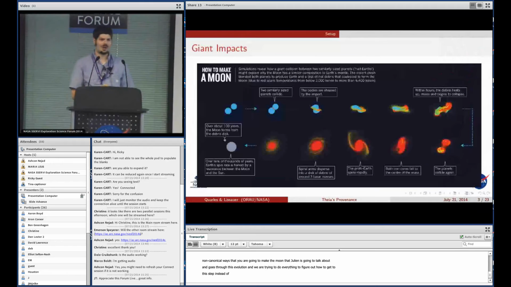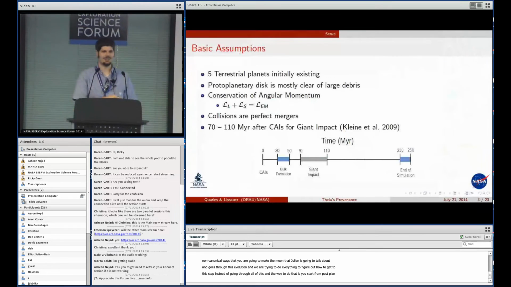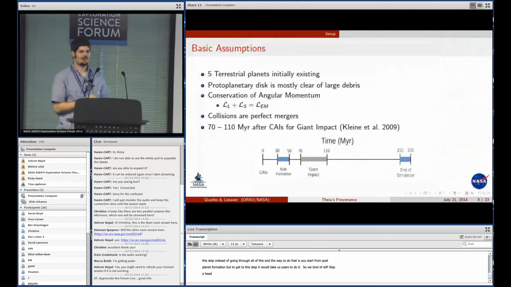The traditional way to do that is you start from post-oligarchic planet formation, but to get to this step, that would take us years to do. And so we skip ahead and make some basic assumptions so that we don't take years to do something fairly straightforward. We assume there are 5 terrestrial planets existing. If we were going to do the planetary formation, we would make our planets and select out the ones that look like the solar system.